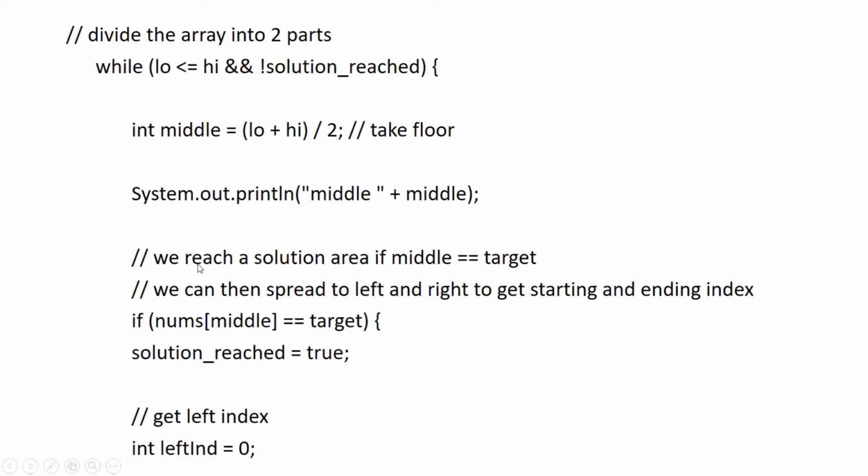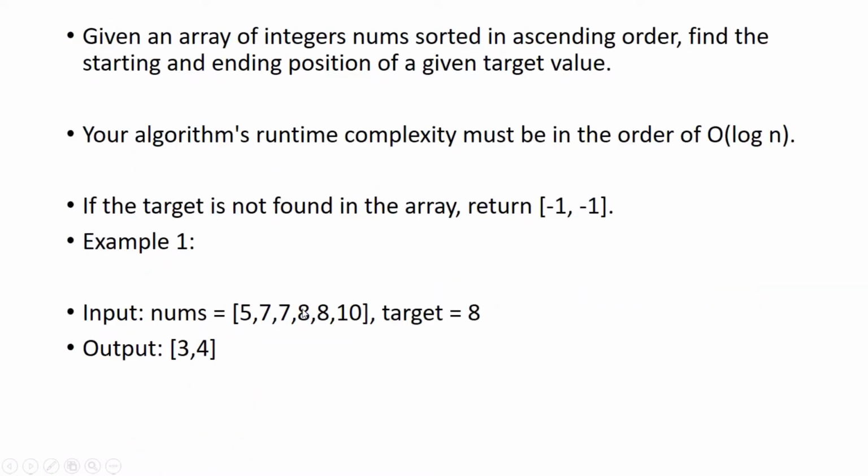Now we reach a solution area if middle is equal to target. That is the intuition behind this. For instance, if you divide this into two parts, let's say your middle gives you 8. The value of your middle index is 8. Then you know that either you have 8 in front or 8 behind, or just only 8. So that tells you that you're already at the solution area. That's the idea behind it.